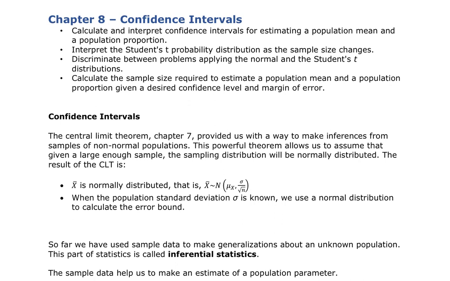In this video, we're going to look at confidence intervals. We're going to calculate and interpret a confidence interval for estimating a population mean and a population proportion. We're going to use a Student's t probability distribution as the sample size changes. We're going to discriminate between when we use the normal versus Student's t distribution.